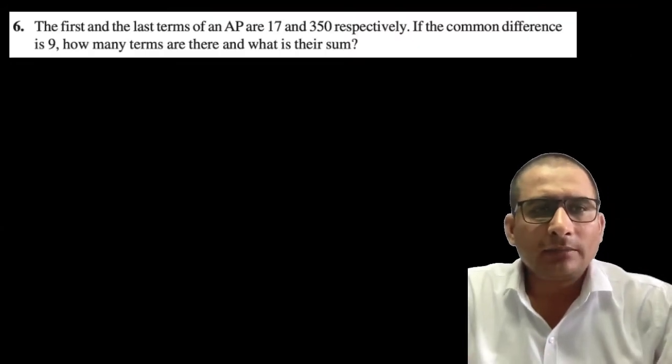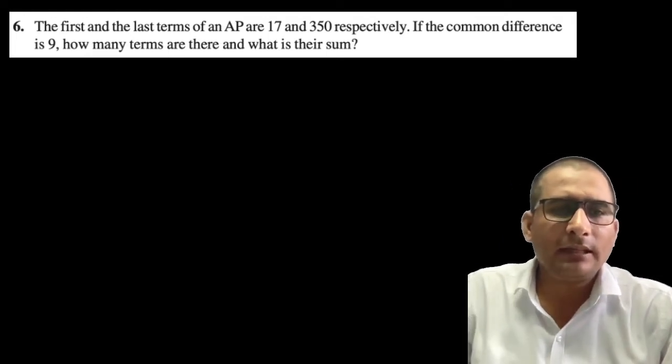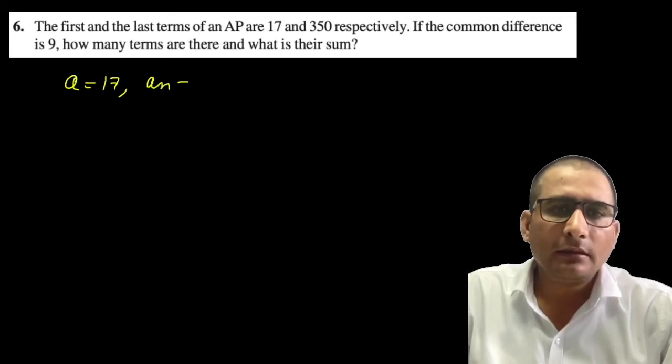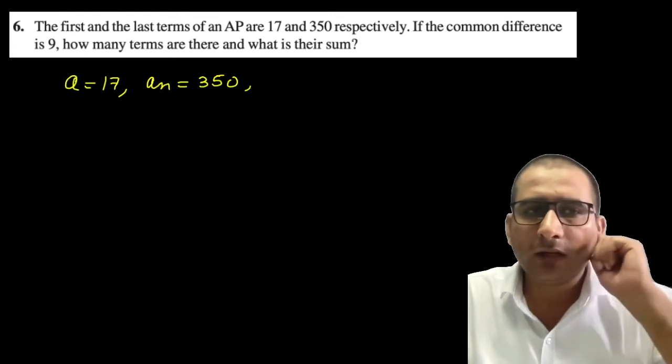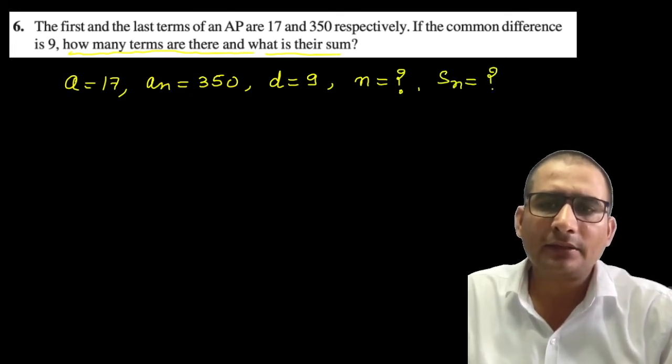Now look at this question number 6 here. The first and the last term of AP are 17 and 350 respectively. तो first term given है AP की, A is given 17, An is given 350 in this question. If the common difference is 9, common difference given है 9, how many terms are there and what is their sum? So how many terms means n हमें find करना है and हमें Sn find करना है यहाँ पे, right?